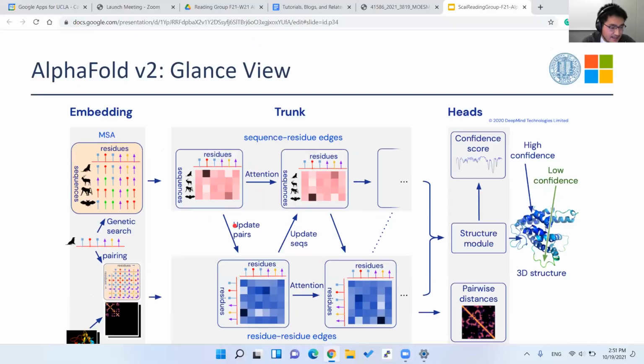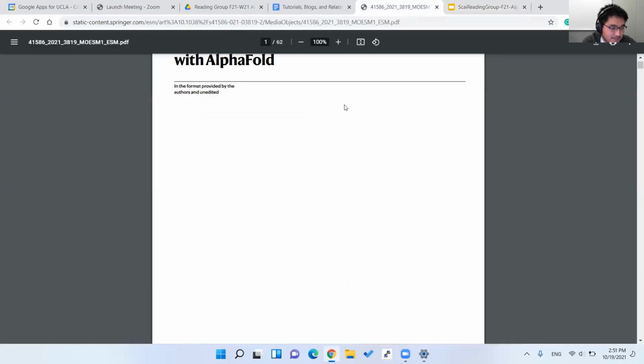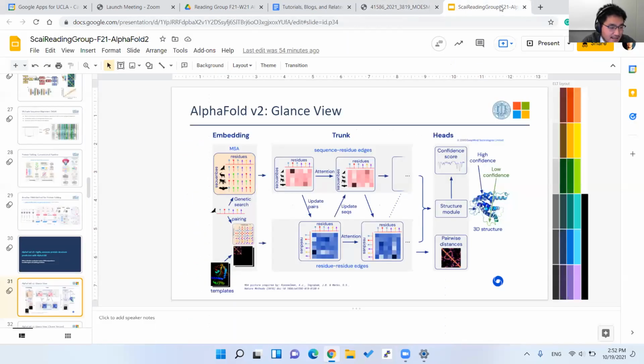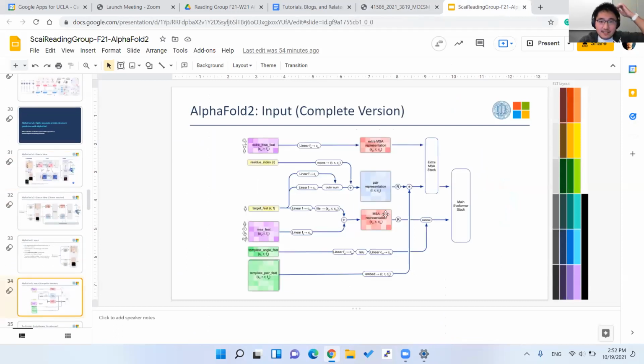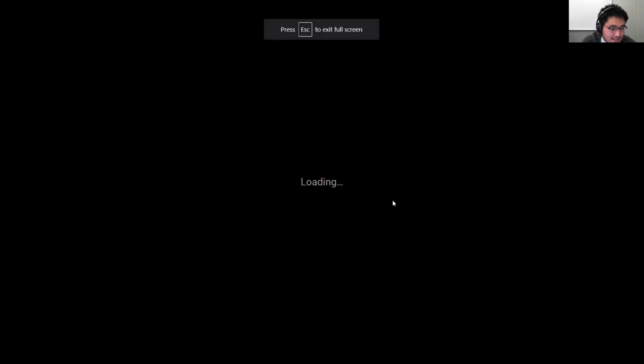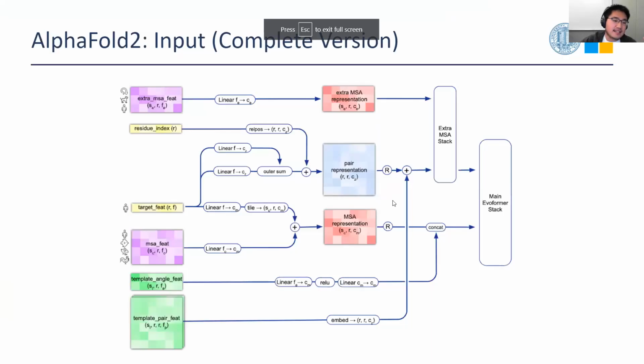So let me point to, let me first get to this part. In their technical report, they have these slides for the entire feature engineering to the pair representation and MSA representation. They have some additional extra MSA representation and something like this. So you can see the dimension is actually a tensor: R by R, S by R, and the CM and CZ are the dimensions of features, the number of feature channels.